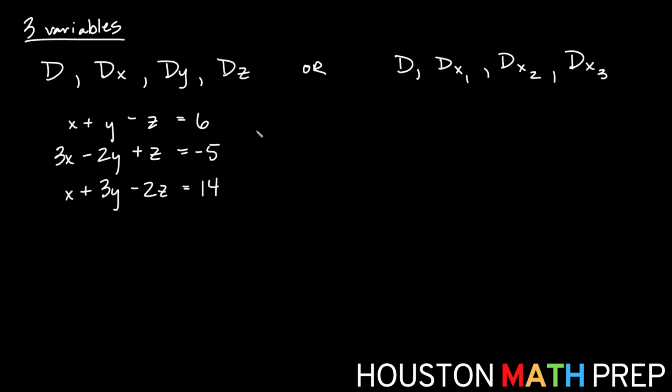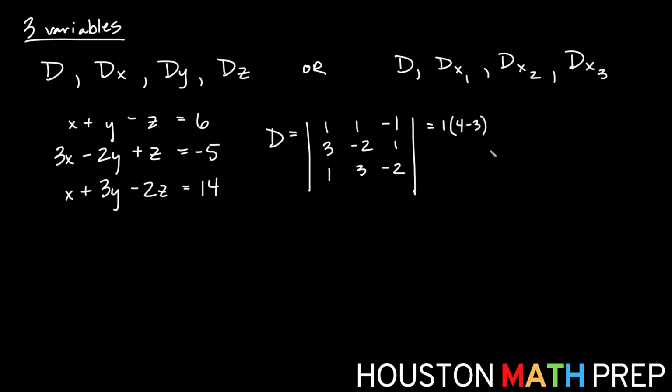So if we go ahead and set up our D here, it's going to be the determinant of 1, 1, negative 1, 3, negative 2, 1, 1, 3, negative 2. I can tell this is where people start skipping in the video. So here I'm just going to expand the first row. So that would be 1 times 4 minus 3. This is assuming you know how to do determinants. If you don't, you need to go back and look at last week's video, but I'm not going to spend a ton of time doing this here.